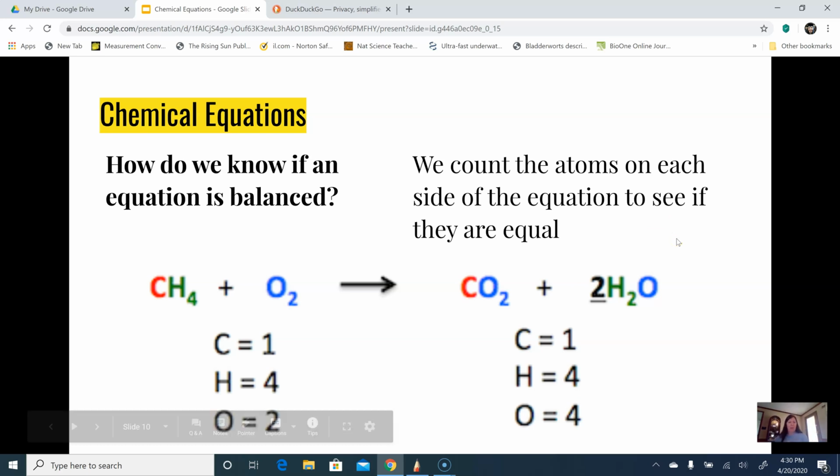So when we look at this equation, we have 1 carbon on the left, 1 carbon on the right. Carbon's good. We have 4 hydrogen on the left, 4 hydrogen on the right. That's good. But if you look at the oxygen, you have 2 on the left and 4 on the right. So if you wanted to look at this like a seesaw, there are less people on the left-hand side, and the seesaw is unbalanced, right? So this is not a balanced equation.